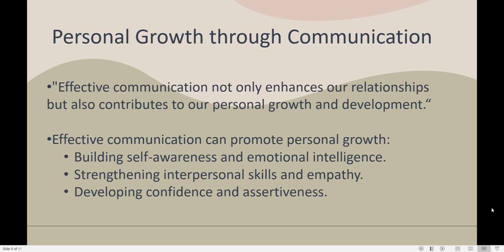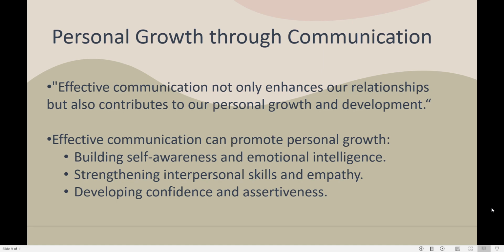So effective communication not only enhances our relationships, but also contributes to our personal growth and development. It changes our entire personality, overall personality. For your workplace, for your personal life, you will be a whole different human being. और जब ये चीजें होती हैं, ये growth होती है, success will come to you. It is impossible that success will not come to you if you do all this.